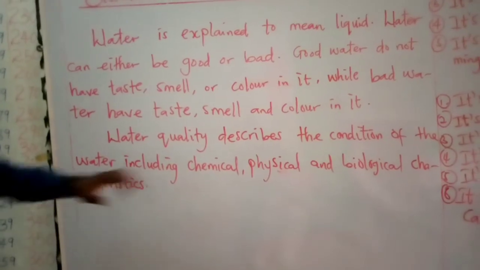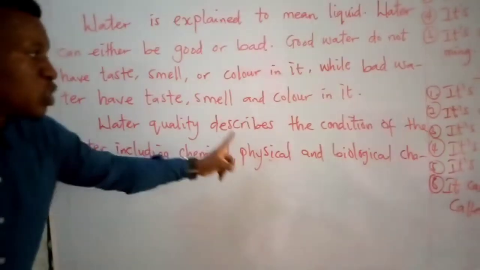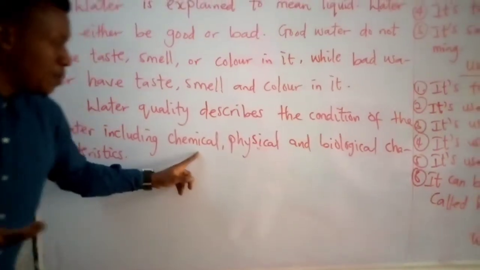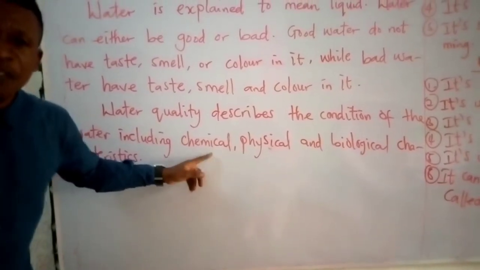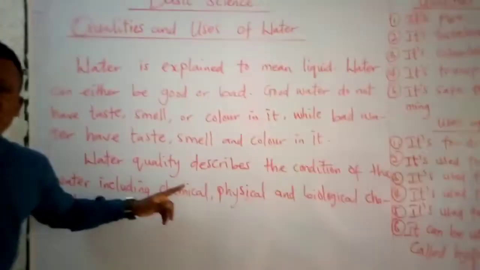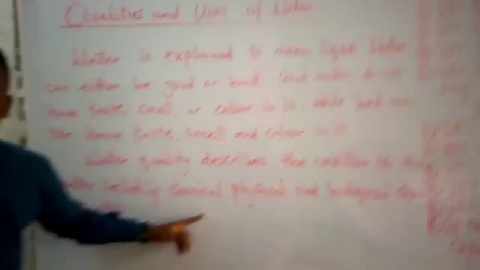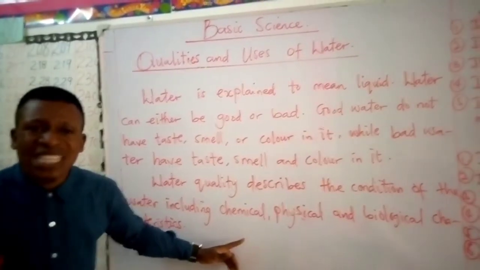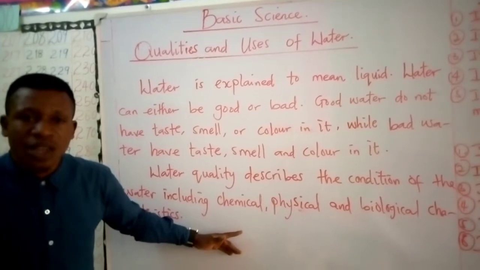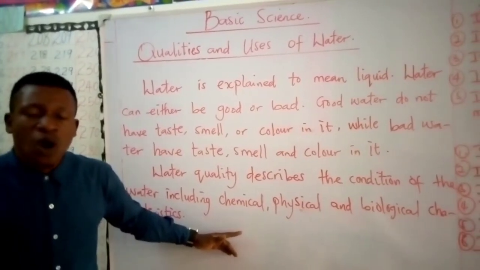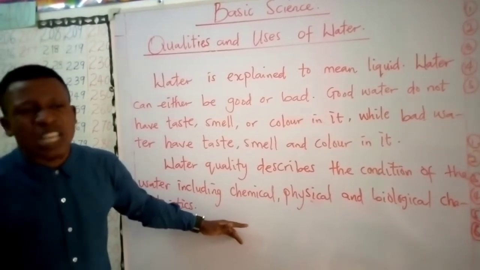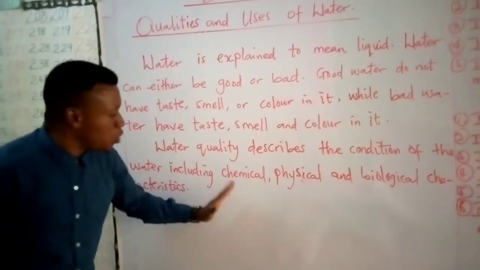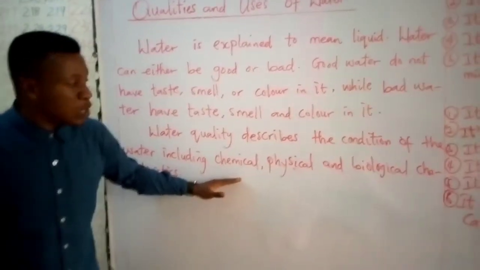Now let's go further. Water quality describes the condition of the water, including chemical characteristics. If there is any chemical substance in water, it means it has taste and it's a bad water. So a good water should not contain chemicals so that it doesn't have a taste. When chemical enters a good water, it becomes bad because it will definitely have taste. So good water must not have taste. So we should not add chemicals to our good water.